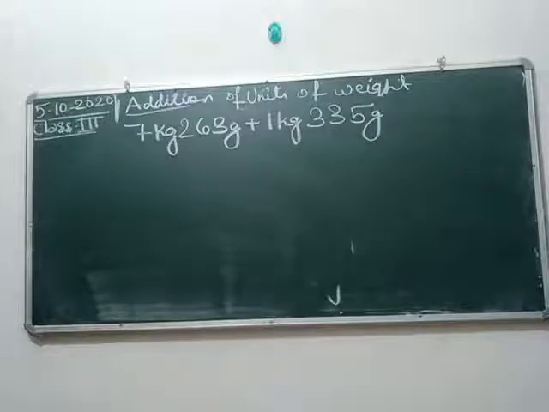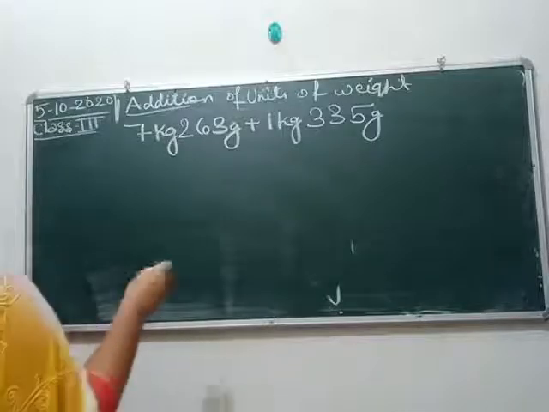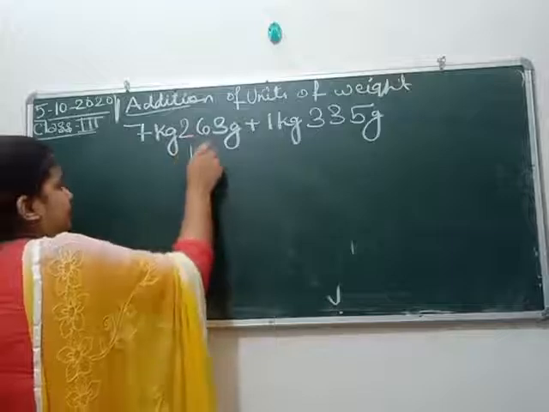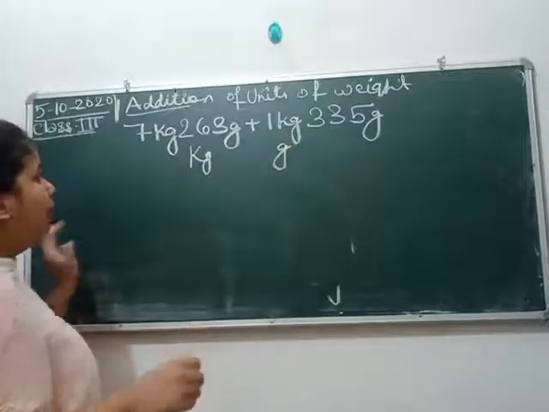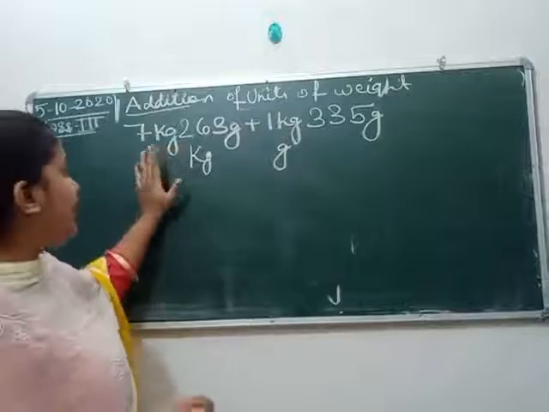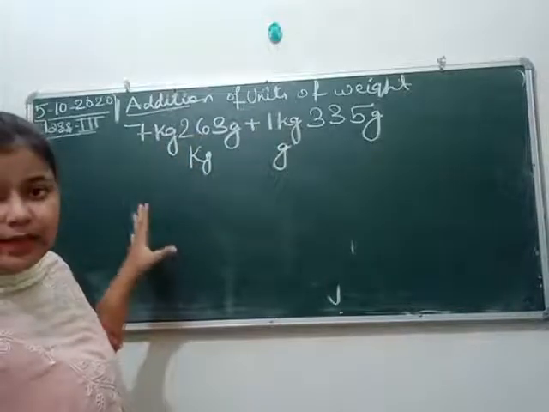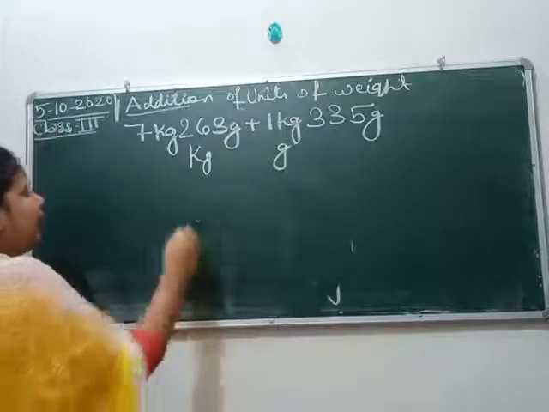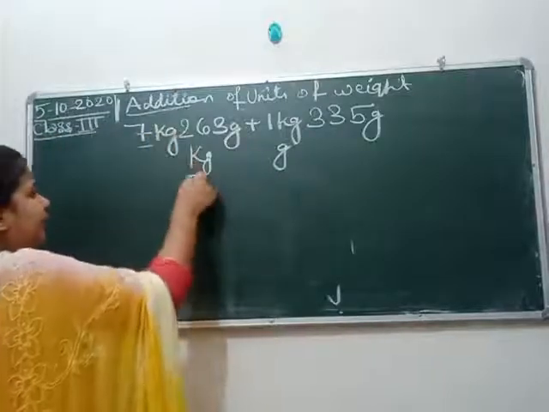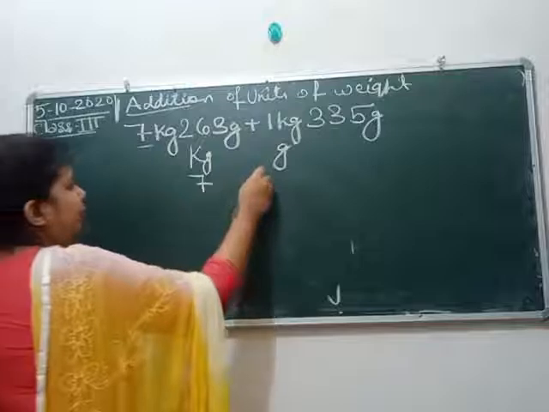Okay, let us see how we can do it. First of all, we will make two headings, that is kg and gram. Now under these, we will write the units and put the numbers in the same places. So, how many kg? 7 kg and 263 gram.